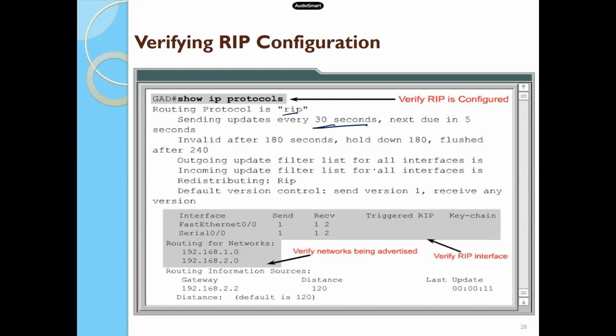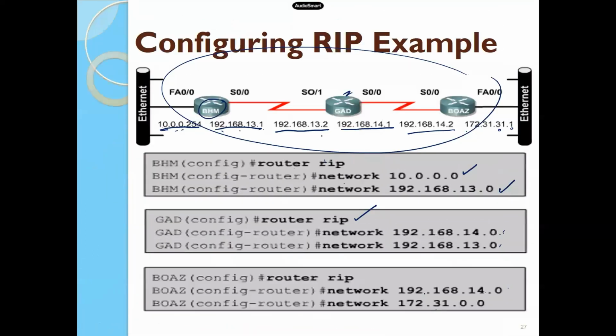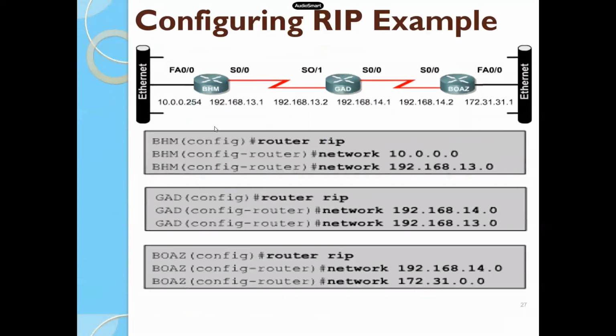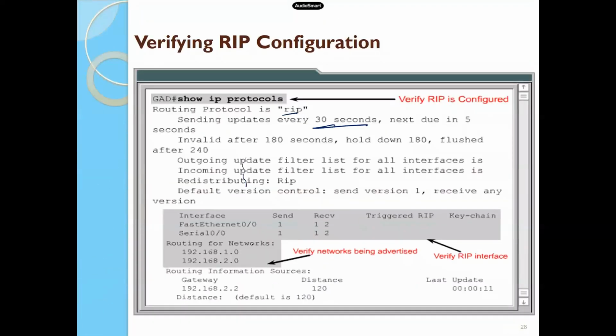Right. You are the best. Okay, so outgoing updates, filter lists. Let's not worry about those. We'll go to this one. Routing for networks. This is the previous one here, so it routes to these two networks. I think that's a different example. Now it's a different setup here, but it just says to verify the RIP interface. That's the gateway. But this is the information that we're going to monitor in today's lab.